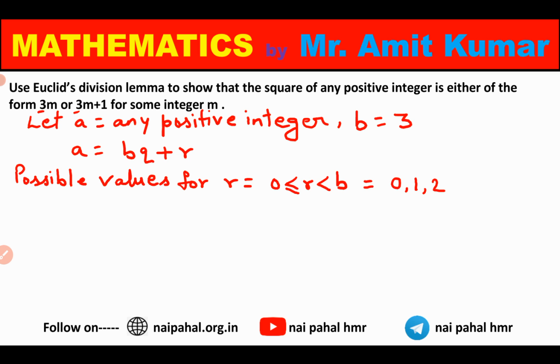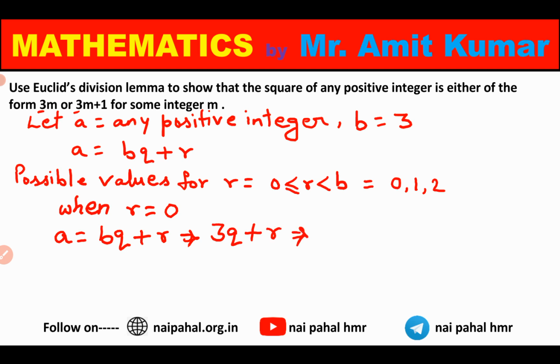So if we take the first value, when r is taken as 0, then a is equal to bq plus r. When r is 0, then we can write that a is 3q plus r. Now what should we have to do? We have to square on both sides.